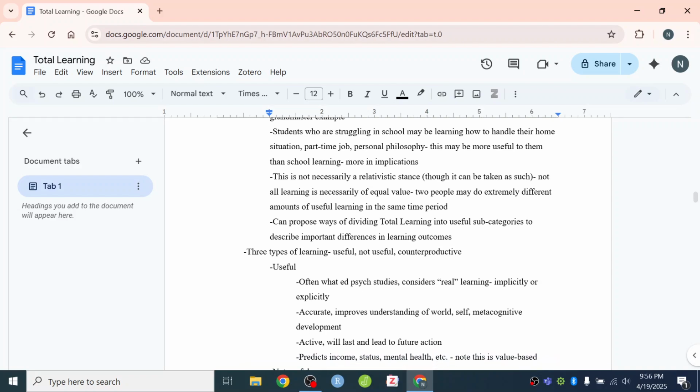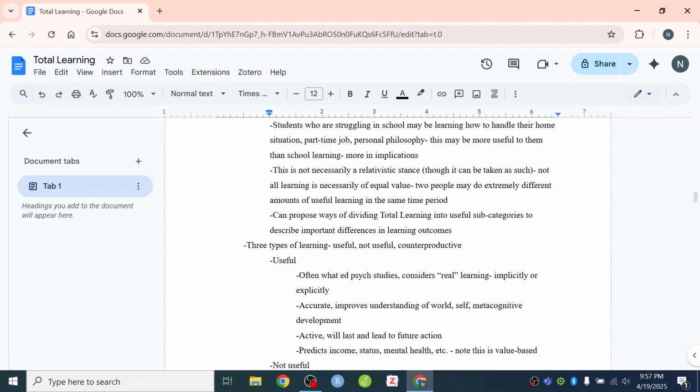Well, useful learning would be what a lot of educational psychologists would consider to be real learning, either implicitly or explicitly in the way that they ask questions and find evidence. This is learning as changes in long-term memory, so to speak, which is accurate. It matches empirical reality. It improves our understanding of the world, of ourselves. It encourages metacognitive development. You can see how these things might be useful. This type of learning is active and will last and lead to future action.